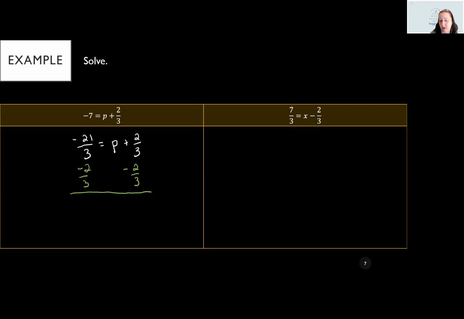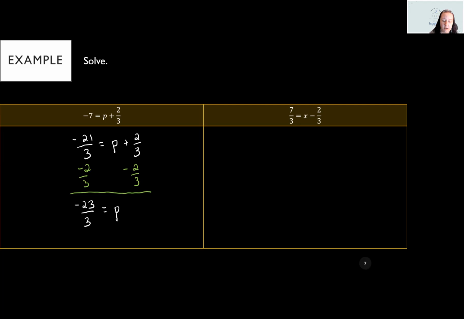When you're subtracting with your fractions, they've got a common denominator, so we're just looking at the numerator. -21 minus 2 is -23. So we get -23 over 3 equals P. And then the 2/3 minus 2/3 is 0.